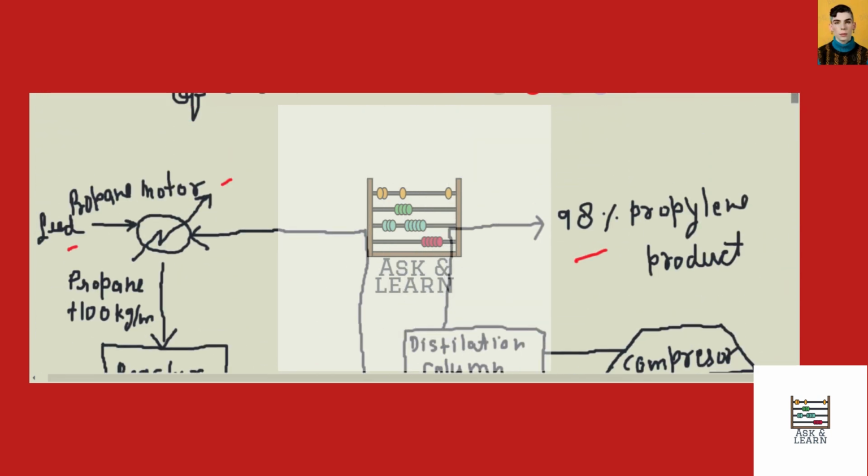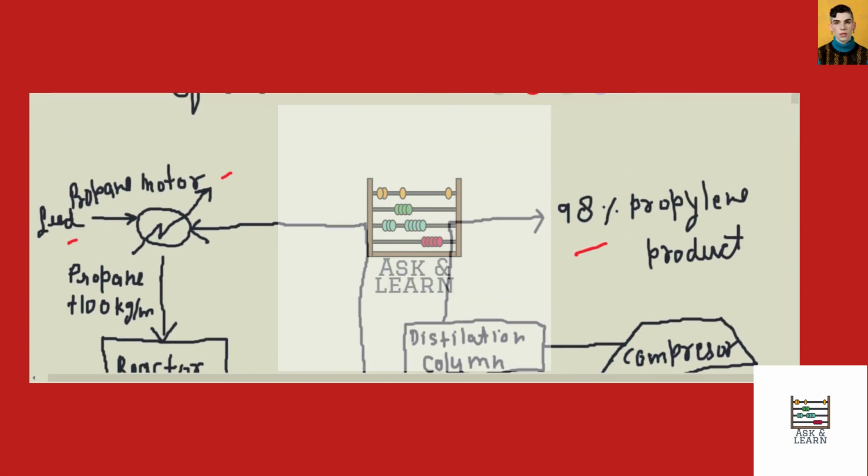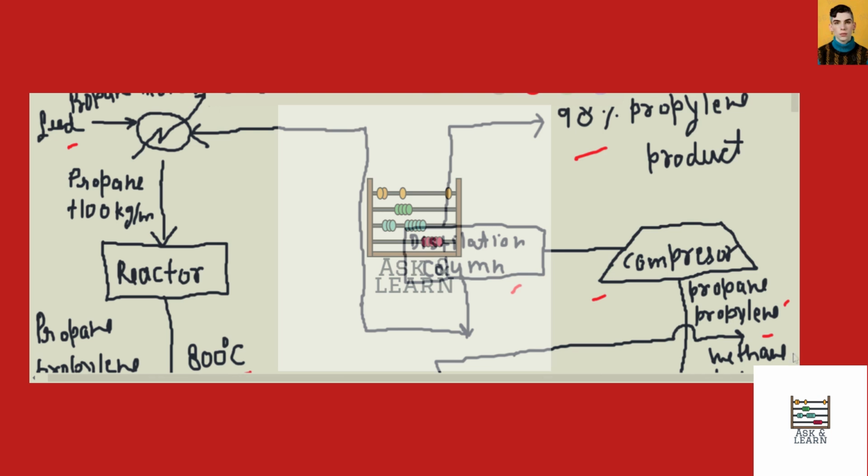Here in the diagram, the reactor is the conversion of feed into product by providing intimate contact between the feed and the catalyst. This is the work of the reactor.